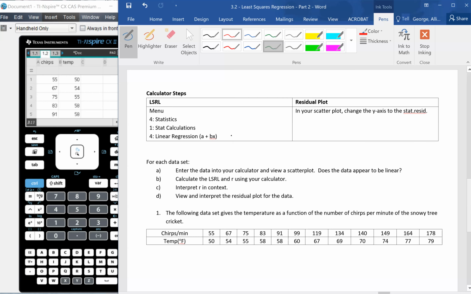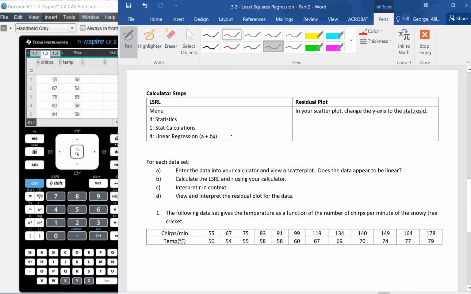Once you've done that, then you can just go into your scatter plot, and it will actually be an option for your y-axis that you can tap and click and pull up. All right, so we're going to walk through 2 examples of these in your calculator and take a look and see what we get. All right, so for this first data set, I already have it in my Inspire. You can kind of see it in the background there.